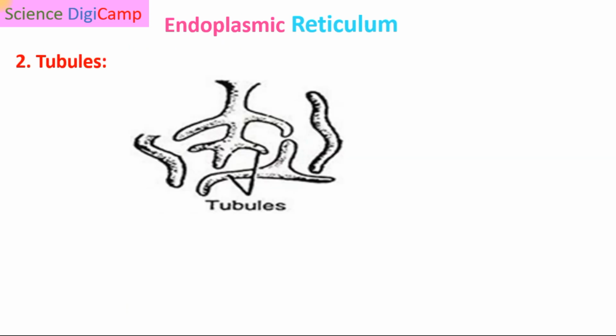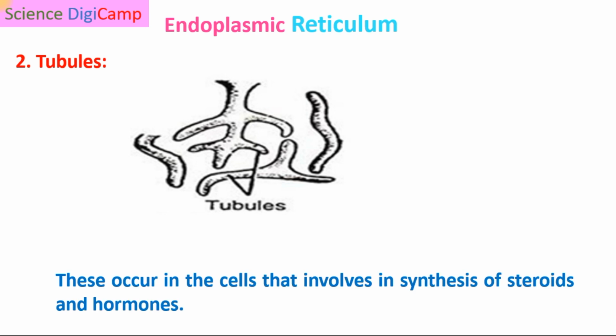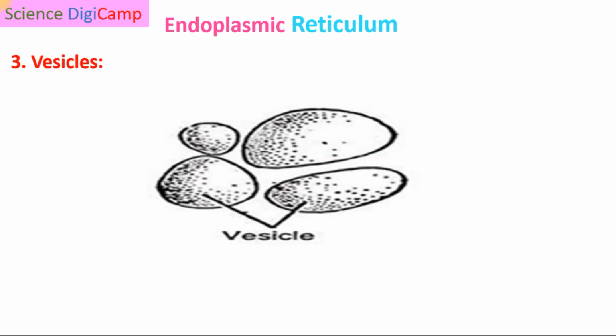The second component is tubules. Look here, these are small and branched structures. Mostly tubule form occurs in cells that are involved in the synthesis of steroids like cholesterol and hormones like progesterone and testosterone.